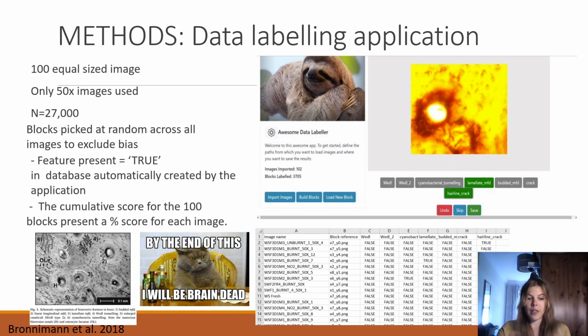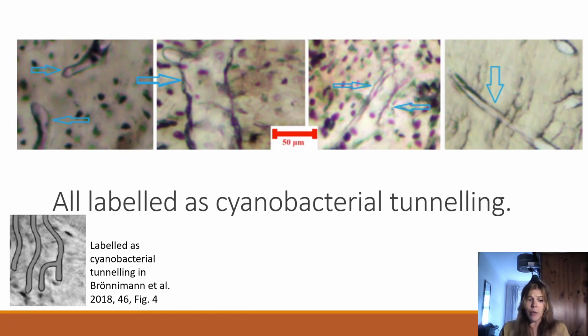And of course, as we've seen before, the features were labeled based on the image on the lower left taken by Brunimon et al. 2018. There were some problems I came across when labeling. For example, these tunnels are obviously different, but based on the criteria by Brunimon et al. 2018, I labeled them all as cyanobacterial tunneling. Some of these are probably just Volkmann's canals, for example, the two images on the left.